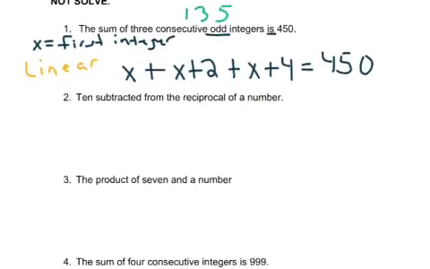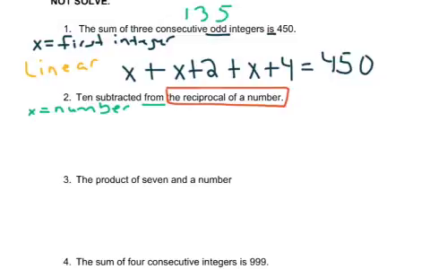Next one, 10 subtracted from the reciprocal of a number. First step is to define my variable. In this case, we're just talking about numbers, so I would say x equals a number. Remember, you see the word from, so whenever we deal with the word from, the information that is after the word actually comes first when you're writing it. So it's like these pieces are going to be flipped.